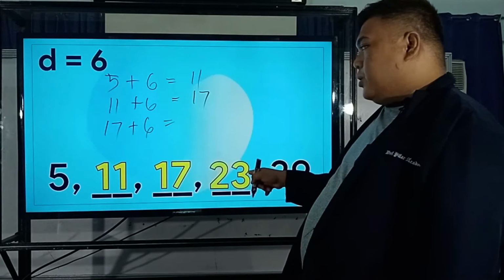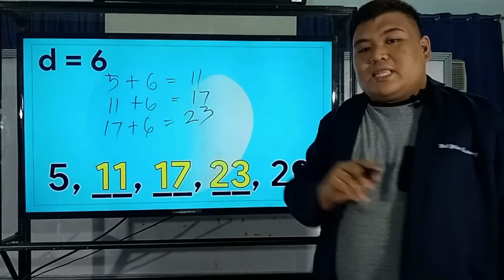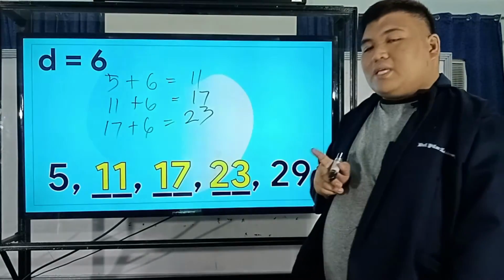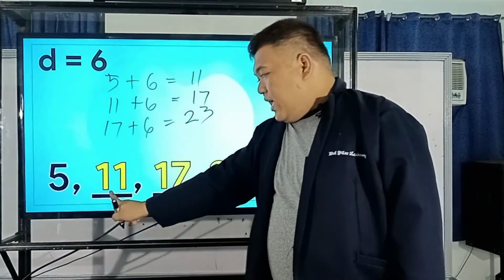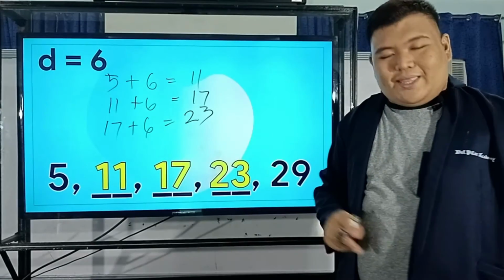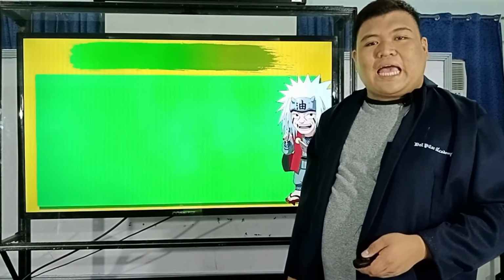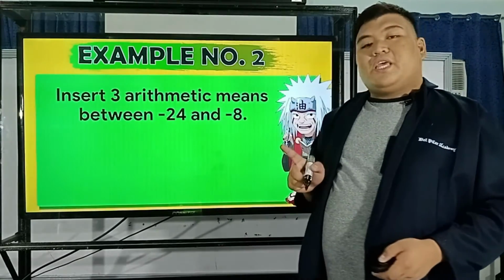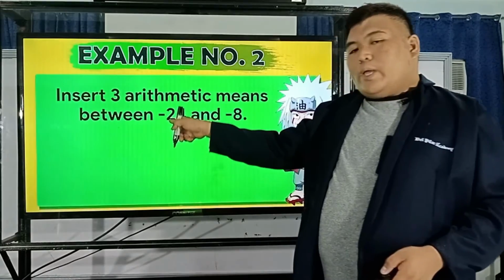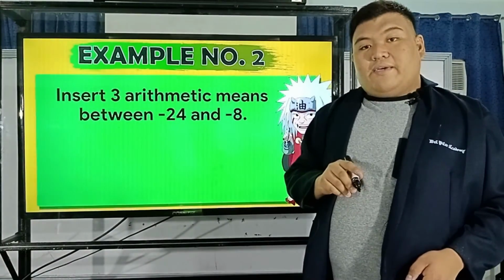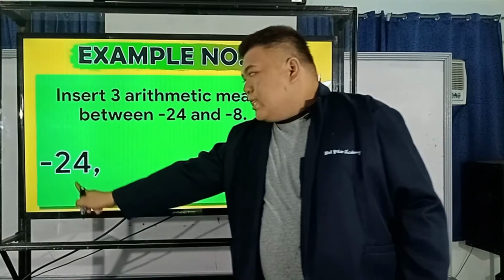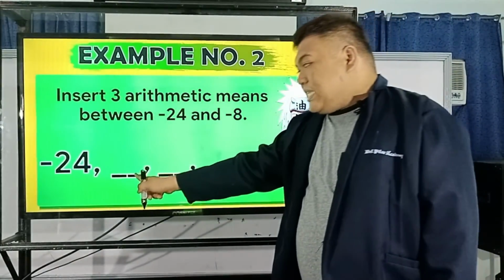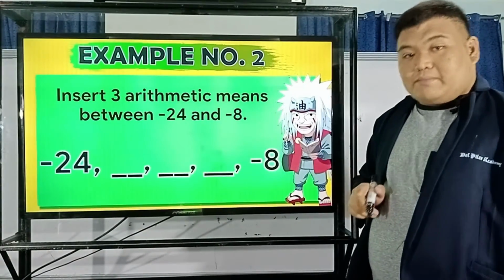This will be equal to 23. So therefore, the three missing terms of the arithmetic sequence are 11, 17, and 23. Okay, so let's have our second example. We need to insert three arithmetic means between negative 24 and negative 8. That means between negative 24 and negative 8, we need to add 3 more terms.